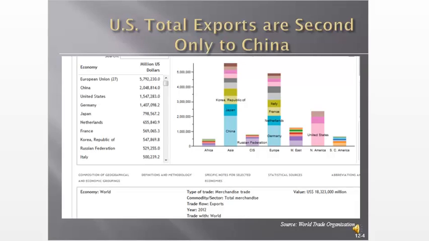However, just a few years ago, Germany was the world's largest exporting nation, with the United States second. They were leapfrogged, and the United States was leapfrogged by China within the last 4 years.